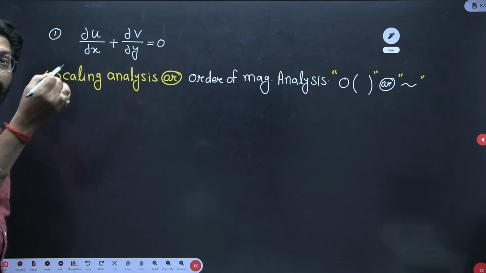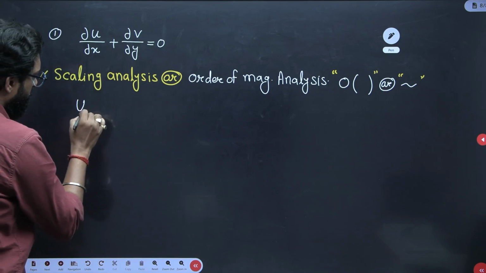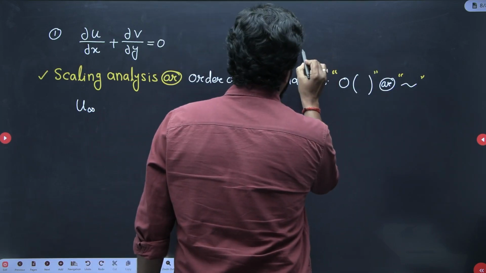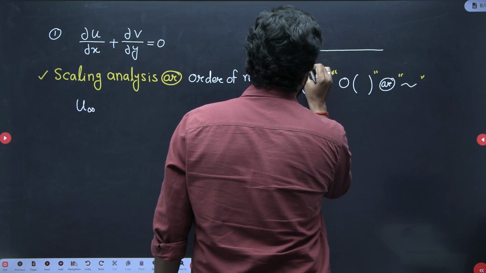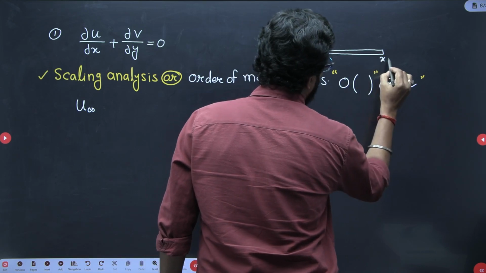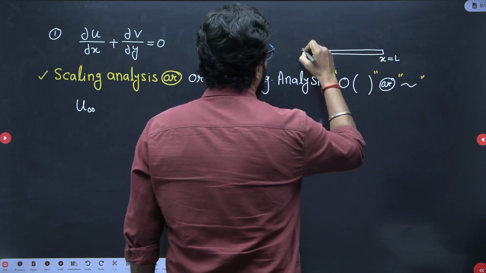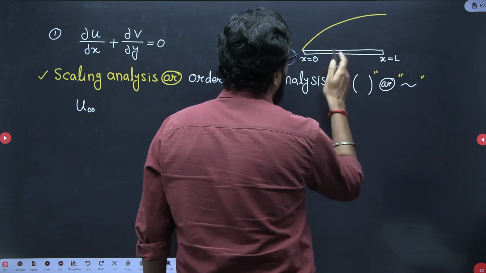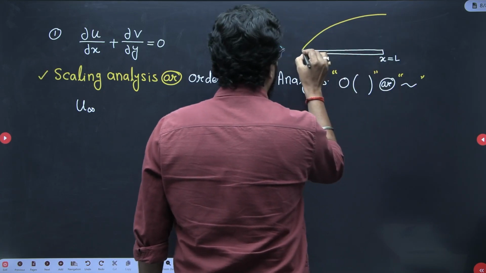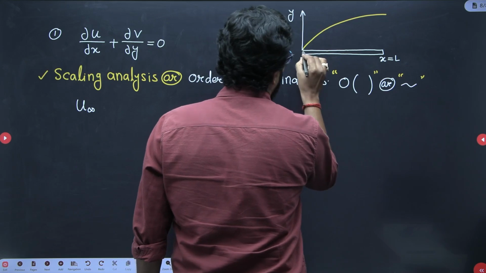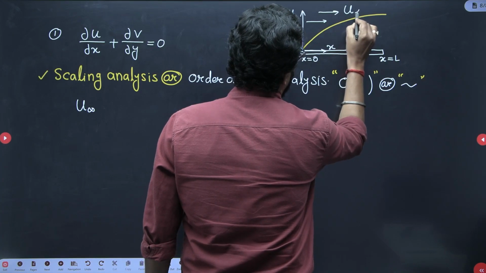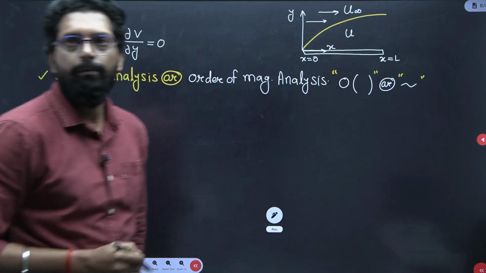U. What is the maximum U? Is it U infinity? Why? Because we are discussing a model like this. This is your plate. This is x equal to 0, and this is x equal to L. There is a boundary layer, and we are discussing within the boundary layer, so the maximum x is L. This is your y direction, and this is your x direction. Above, the fluid is flowing with the velocity U infinity, and here is the local velocity u, which varies.